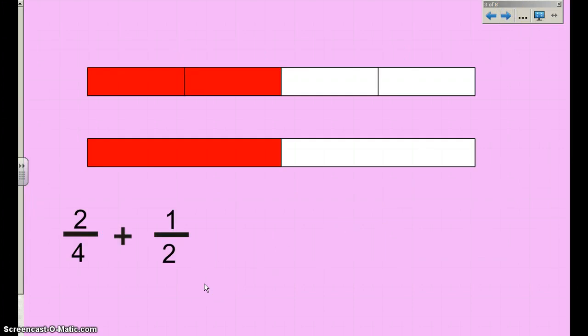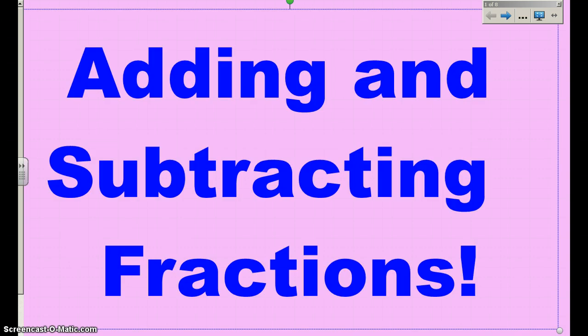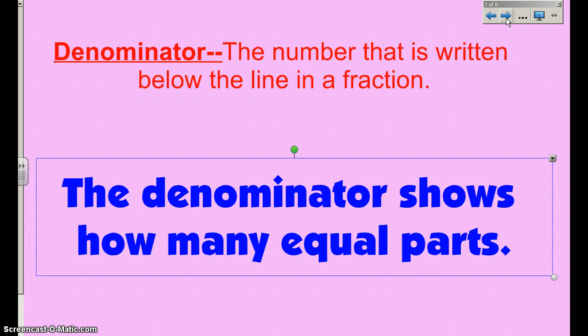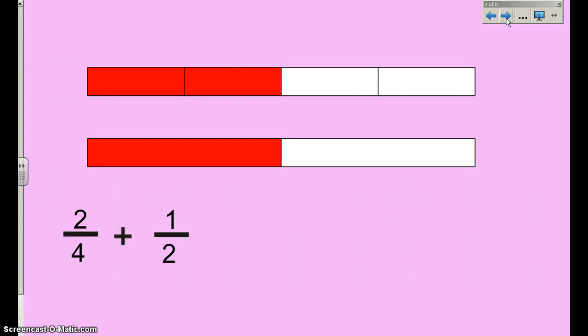Let's look at this first example. I have 2/4 equals 1/2. This week we're going to talk about adding and subtracting fractions that have different denominators. And the denominator is the number that is written below the line in a fraction. And denominators show us how many equal parts we have. Let's look at our first example. 2/4 plus 1/2.